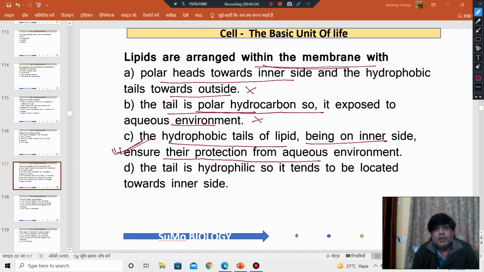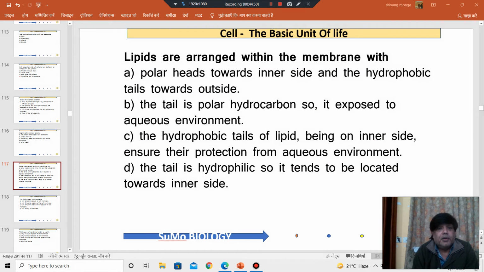Lipids are arranged within the membrane with the hydrophobic tail on the inner side, and this ensures that they get protected from the aqueous environment. The tail is hydrophilic, the tail is hydrophobic. So these three are not the correct statements. You should opt for option C, which is correct.